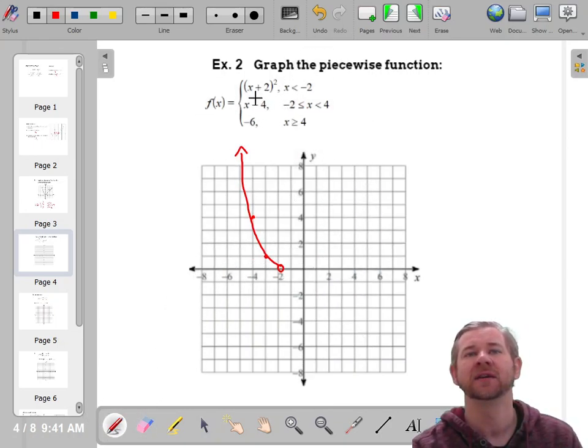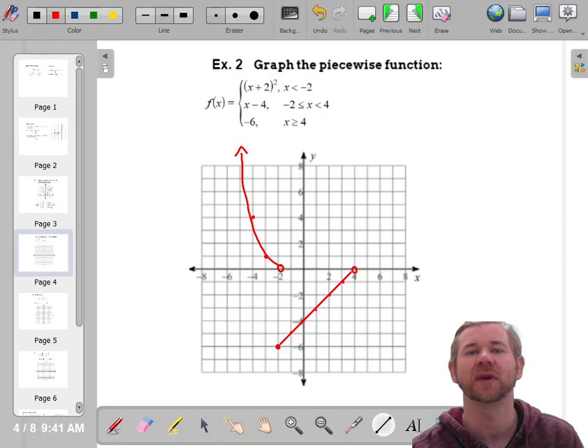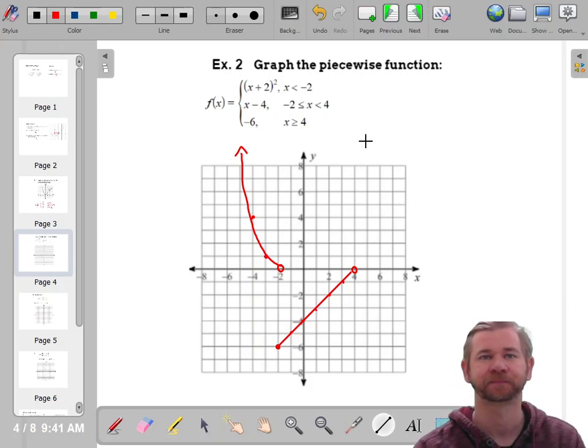The next one is a line, so the y-intercept is -4 and the slope is +1, so I'll draw all these points and then we'll erase what we don't need. We're only going to do this between -2 and 4, so -2 is right here. It's a closed circle because it's less than or equal to. And then at 4, it's an open circle because it just says less than. So we're going to have a closed circle and an open circle, and we're using that line between them.